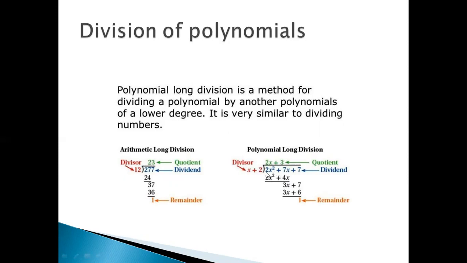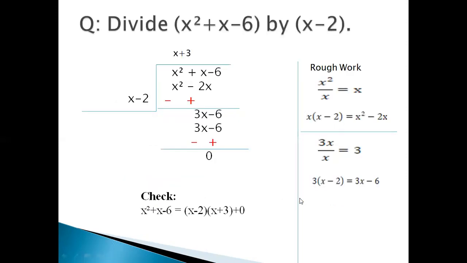The polynomial which is to be divided, which has the highest power of the variable, is the dividend, and that by which we divide is the divisor. Here x plus 2 is the divisor, the answer of the division is called the quotient, and the leftover is the remainder. Now here we have to divide x square plus x minus 6 by x minus 2. While dividing, keep in mind that the biggest power must be written first. The terms must be arranged.